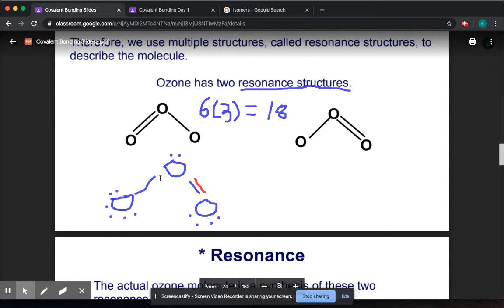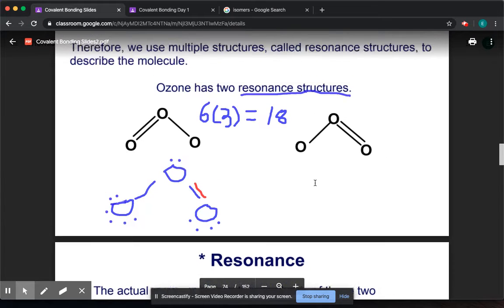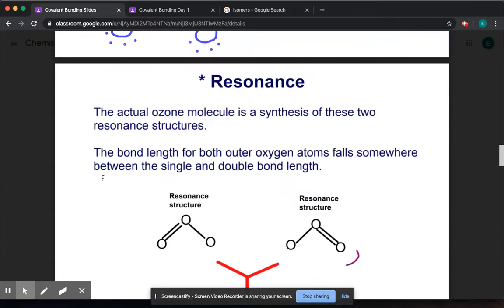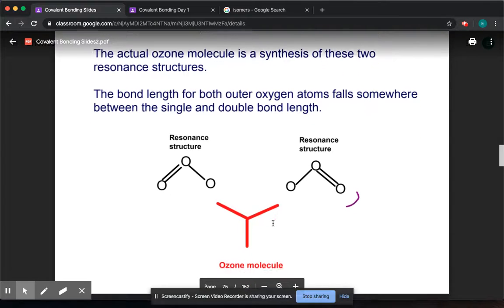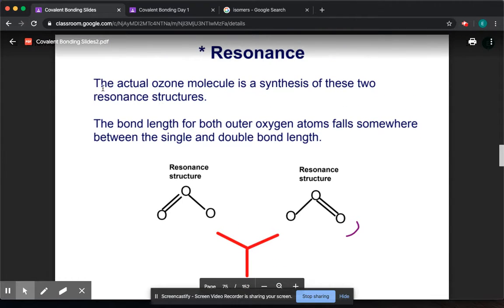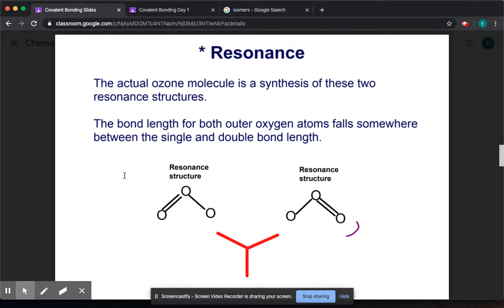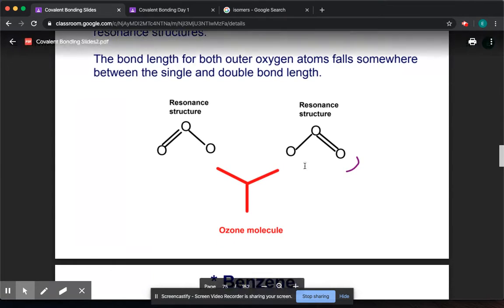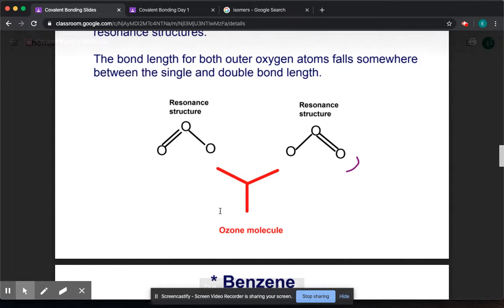They wouldn't be hopping back and forth, a double bond here, double bond there. What happens is that you have a combination of both. So instead of one bond being longer than the other because one's a double, one's a single, what you have is a combination of both. It says the actual ozone molecule is a synthesis of these two resonance structures. So the bond length for both bonds would be somewhere between a single and a double bond, okay? So the actual molecule exists as a hybrid between the two structures, okay?